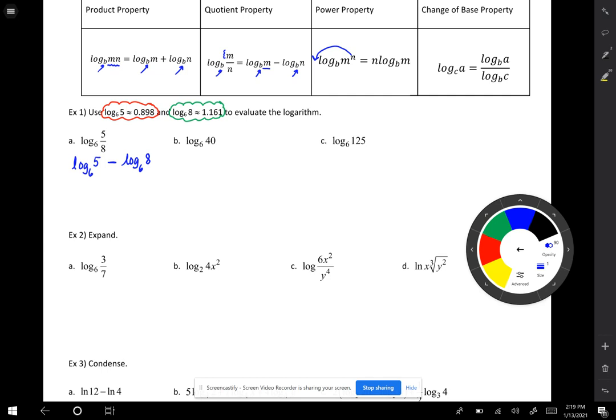And now log base 6 of 5 is the red stuff that I circled up above. So you're going to replace that with 0.898 minus log base 6 of 8, which was given to us as approximately 1.161. And then you're just going to subtract those. I just used a calculator and I got negative 0.263.